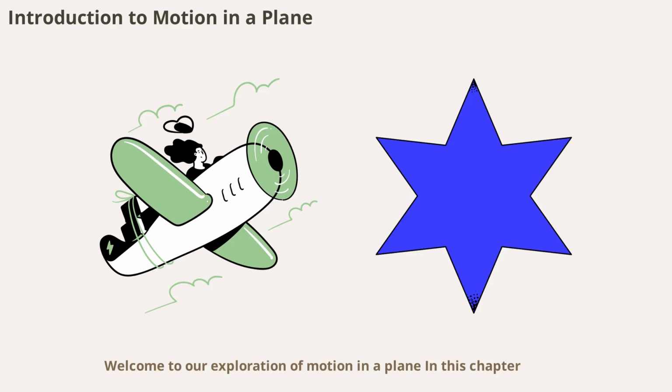Welcome to our exploration of motion in a plane. In this chapter, we'll dive into the fascinating world of two-dimensional motion, where objects move not just in a straight line, but across a plane. This type of motion is all around us, from a football soaring through the air to a car turning a corner. Understanding motion in a plane helps us analyze and predict the paths of moving objects in real life.